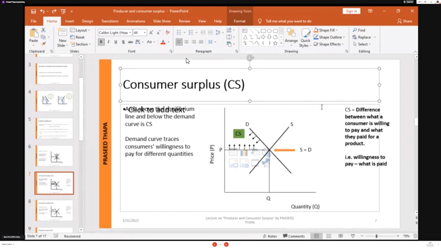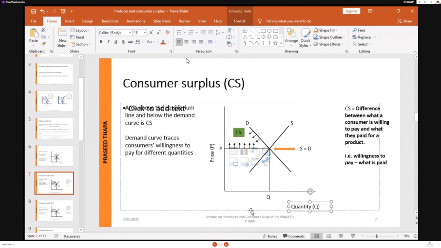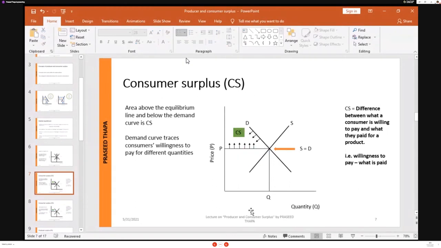Can anybody say what consumer surplus is, or do you have any prior knowledge on that? Anybody? Okay, don't worry at all.